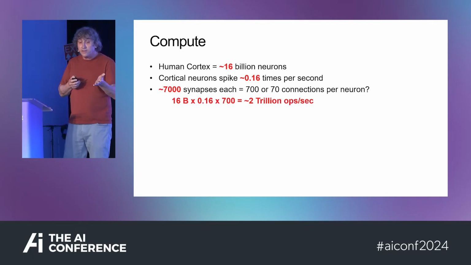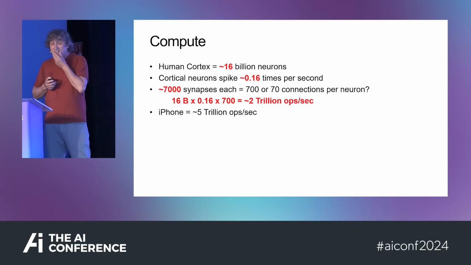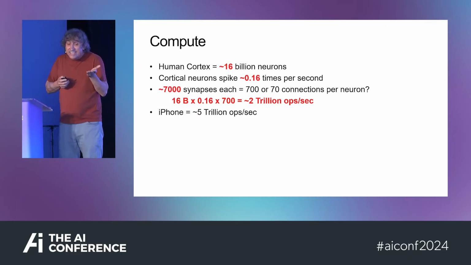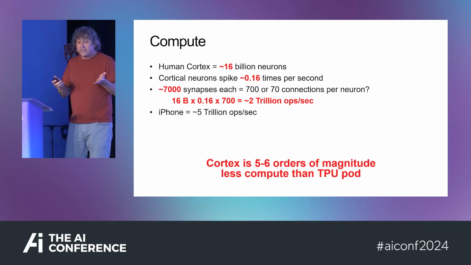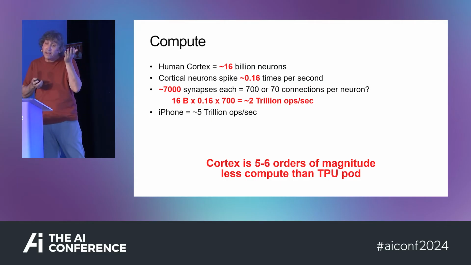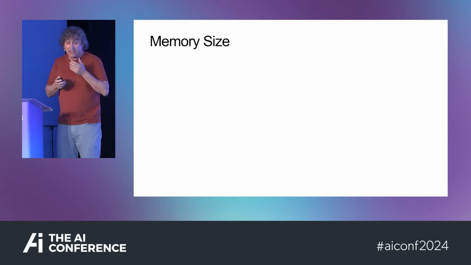So if I have 700 connections, if I do the calculation, that's about 2 trillion operations per second, right? So an iPhone does about 5 trillion. So what we can see here is that really the cortex is about 5 or 6 orders of magnitude less compute than a TPU pod. Actually, sorry, 3 or 4 orders of magnitude less than a TPU, let's put it that way.